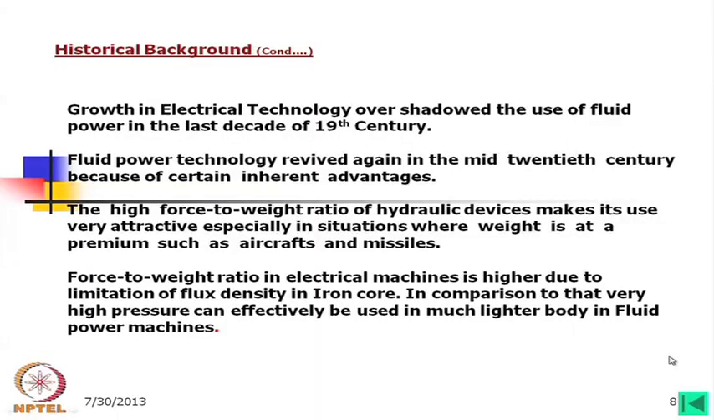of hydraulic machines. In comparison to that, very high pressure can effectively be used in a much lighter body in fluid power machines, because fluid power ultimately generates stress in the body as the pressure is distributed all over the cavity. So, the body in which the fluid is being pressurized is also stressed in a distributed manner, and the stress level can be kept within the limit for very high pressure.